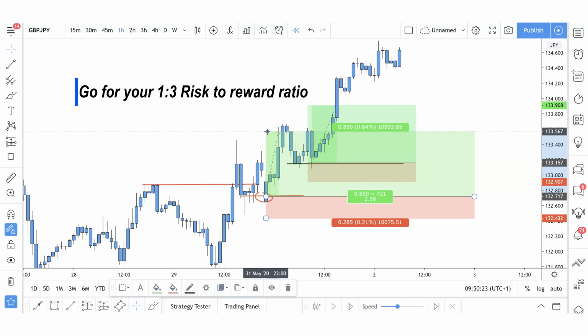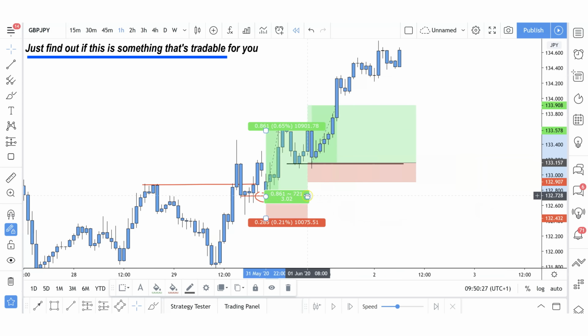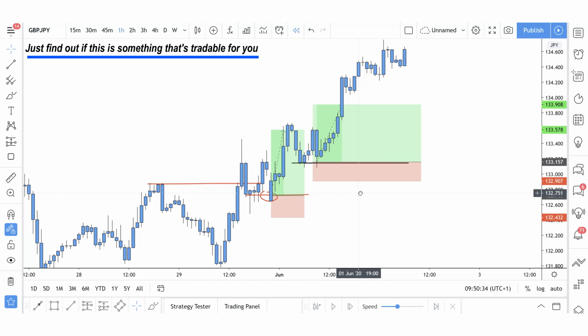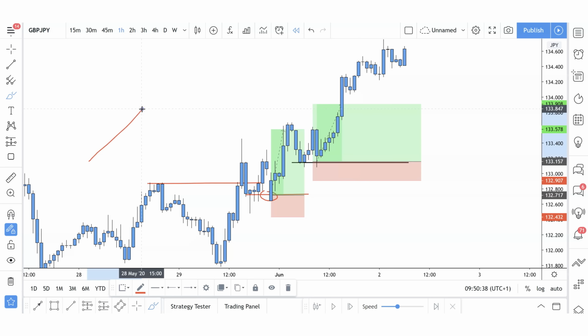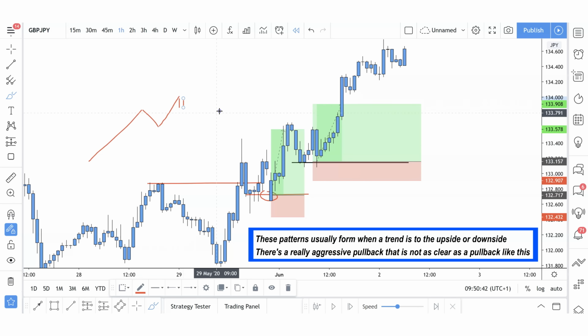It is completely fine. But again, you guys have to go and back test, forward test, and just find out if this is something that's tradable for you. How you enter this is down to you, obviously, but this pattern is a super powerful pattern that you could be trading. And just remember, these patterns usually form when a trend is to the upside or downside and there's a really aggressive pullback that is not as clear as a pullback like this.